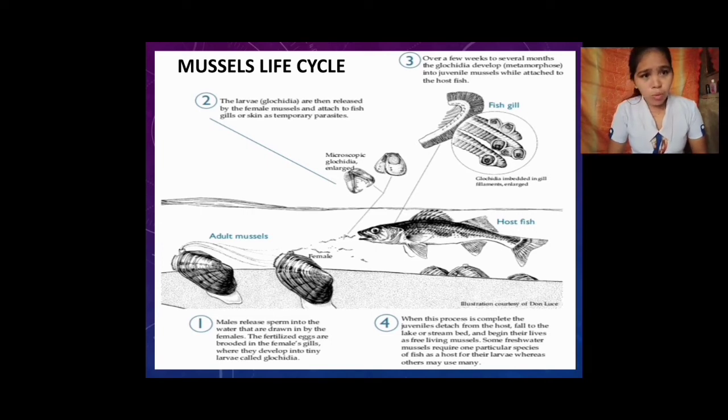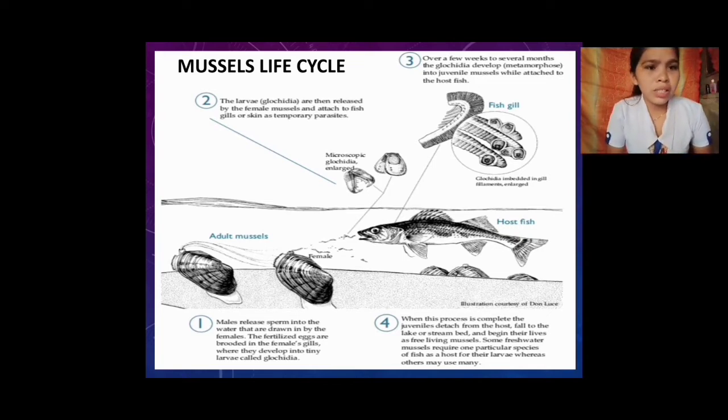They detach from the fish gill, fall to the lake or stream bed and begin their lives as free living mussels. Naginaguman nila og ganang naguman nila detach sa gill sa isda, ato na sila sa bottom sa tubig og ato na sila mag begin their lives as free living mussels.